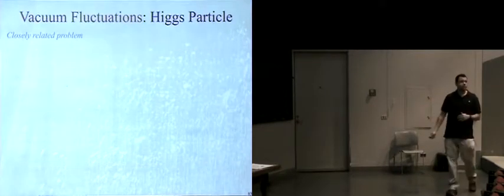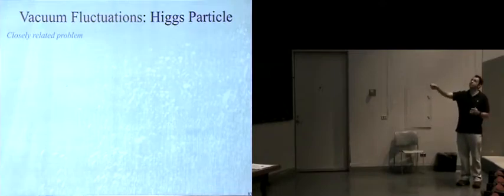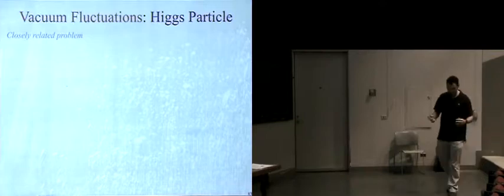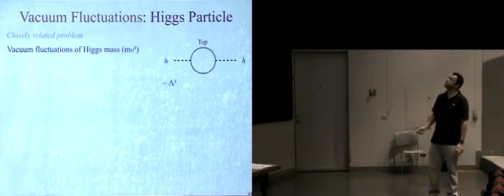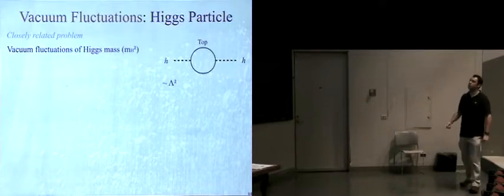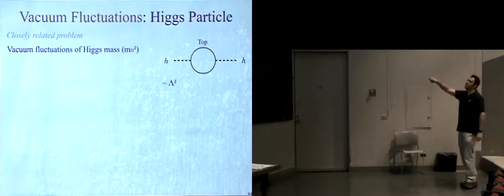Okay, so that was the problem associated with the largest scale. The problem associated with the weak scale is very closely related. It's the exact same physics. You'll see it here. We have these vacuum fluctuations, and they also are problematic for the Higgs. So I'll talk about the Higgs particle first, then we'll talk about the Higgs field next.